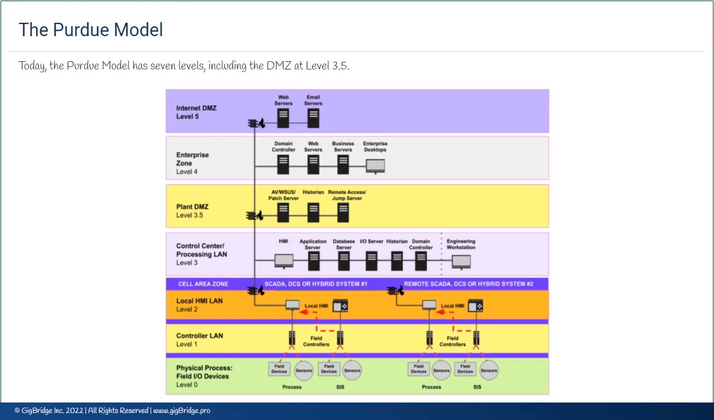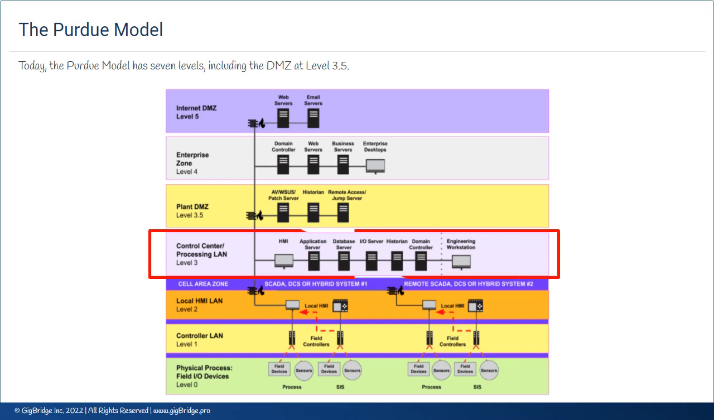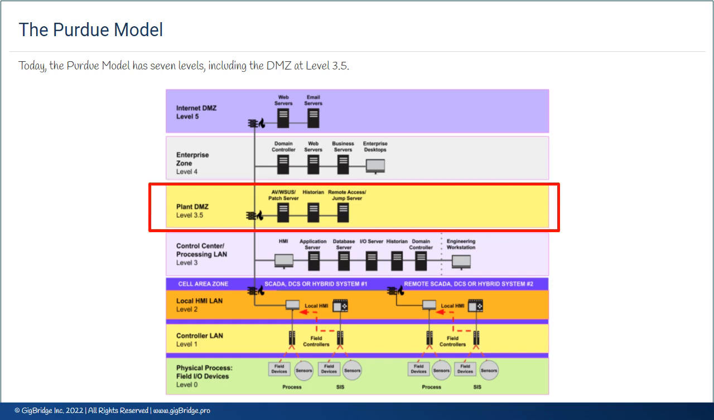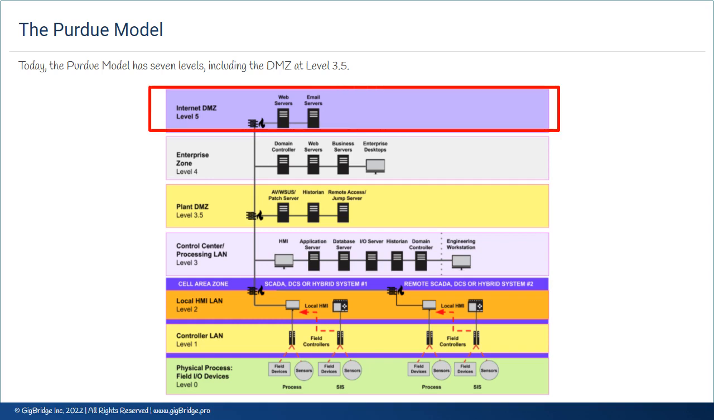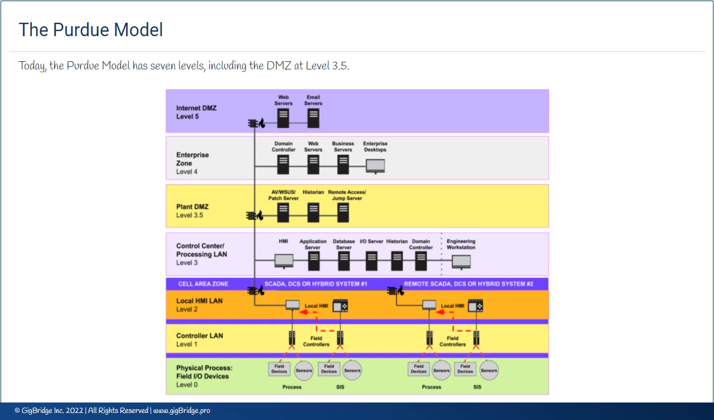Levels of the Purdue model. Level 0: I/O field devices. Level 1: control, PLCs and RTUs. Level 2: process, HMIs, operator stations, and supervisory control. Level 3: operations, historians, network services, and advanced control. Level 3.5: DMZ. Level 4: business network. Level 5: enterprise IT. Industrial specific equipment and devices are available as you get closer to the physical process at level 0.